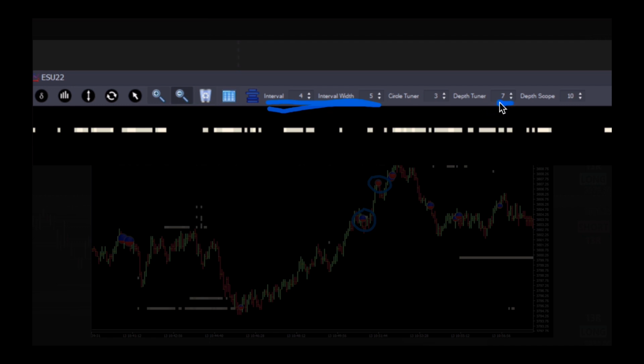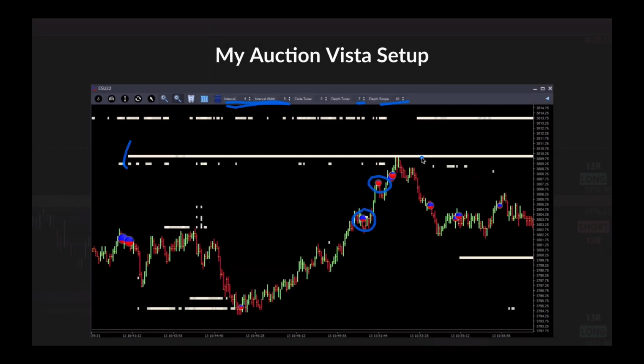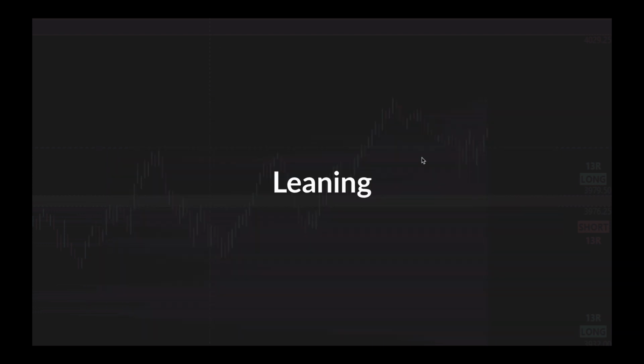Depth tuner I have set to 7. So obviously I've gotten rid of a lot of the depth in here, and I'm really looking at the biggest resting order levels, and that suits my needs, and I'll talk about how I use that. Depth scope just tells me how many points away from where I'm currently at the depth actually shows up, and kind of gives me an idea of distance from current price. So that's my setup. Now, I'll talk a little bit about how I use Auction Vista.